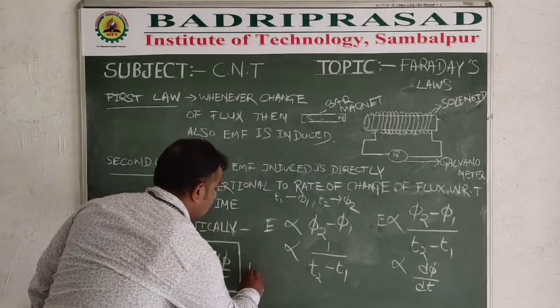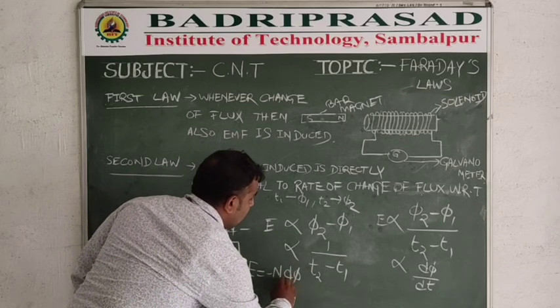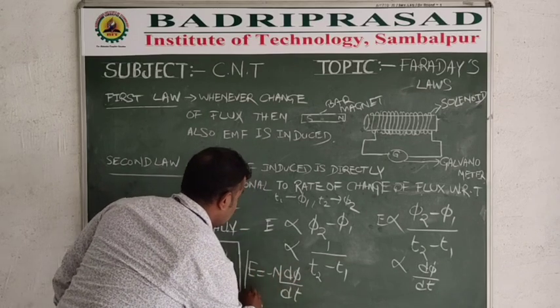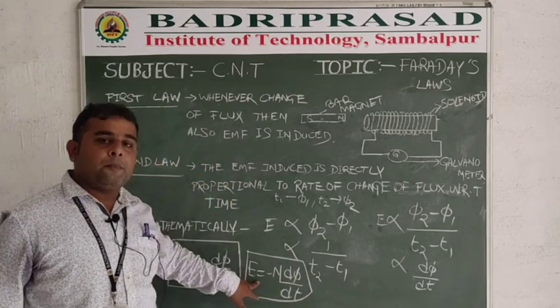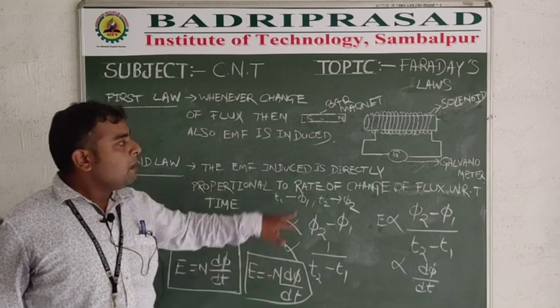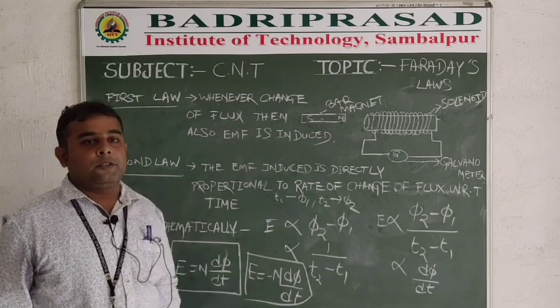So we can now write E is equal to minus n d phi by dt. This is the actual formula for induced EMF, in which the negative sign indicates the direction of the induced EMF.